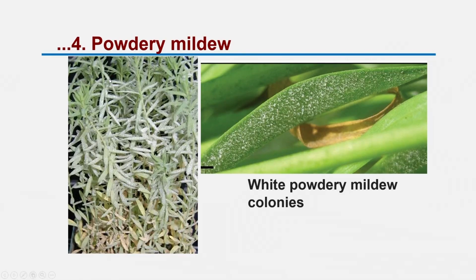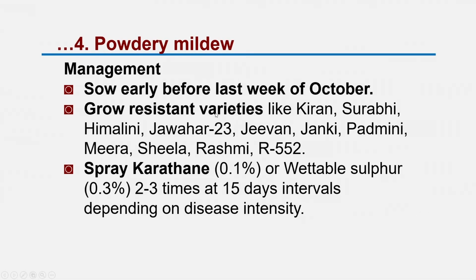Now, you can see the symptoms of the powdery mildew on linseed crop. So, you can see white color powder is there, therefore, the name powdery mildew. Now, how to manage this powdery mildew? Sow early, before last week of October. Grow resistant varieties like Kiran, Surabhi, Himalini, Jawahar 23, G1, Janki, Padmini, Meera, Sheela, Rashmi and R552. So, these are tolerant or resistant varieties against powdery mildew, and one can go for spraying of Karathane 0.1% or wettable sulfur 0.3%, 2 to 3 times at 15 days interval depending on disease intensity. So, here spraying of the fungicide is required.